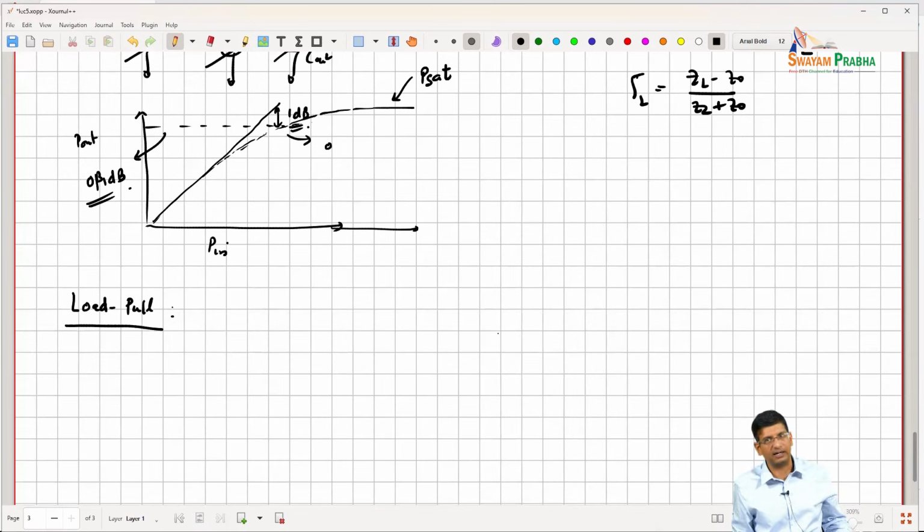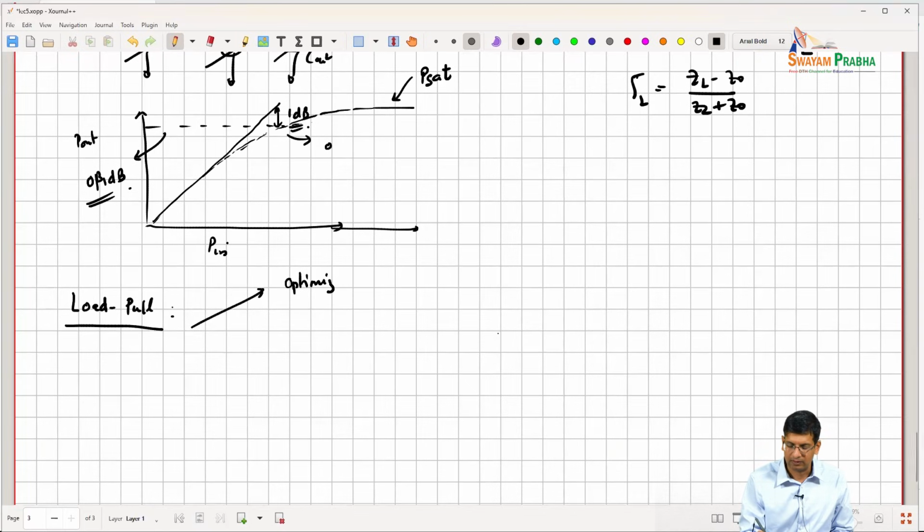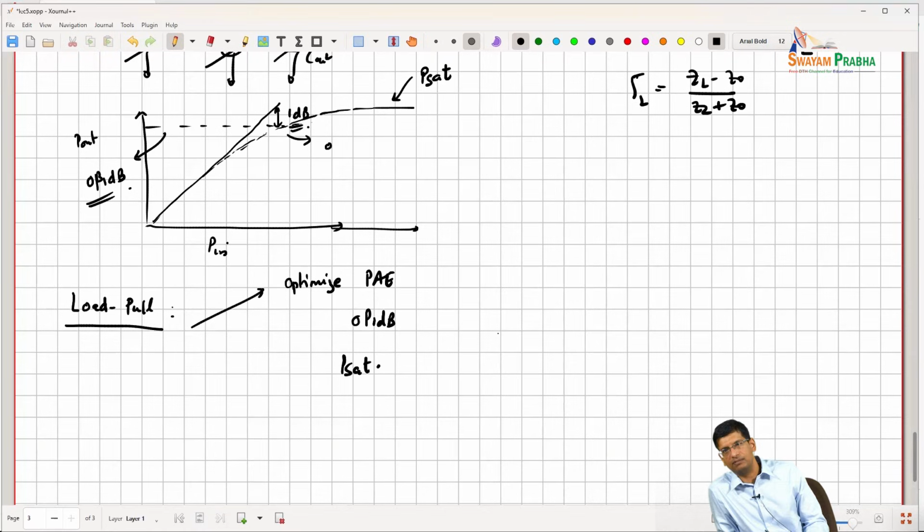But it basically takes into account all the non-idealities in the system. So we can do it to either optimize power added efficiency or OP1dB or Psat, depending upon our system metrics, right? Starting with Psat is a useful metric because you just provide enough input signal swing to make sure that your device is going to be in this region, right?